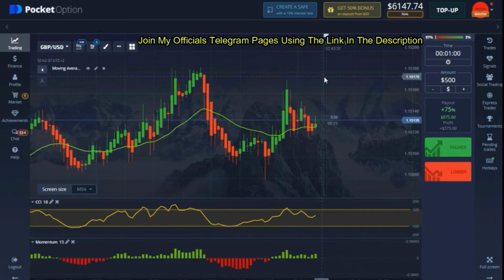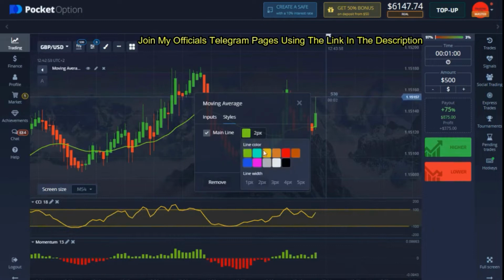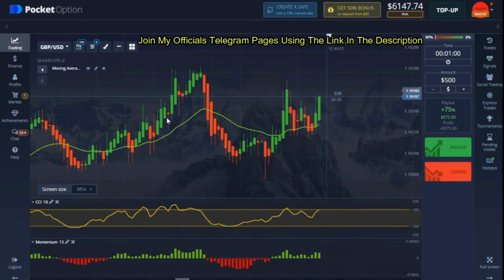It's a very easy and very effective strategy, so I want you to stay tuned with me. The first indicator we're using is the moving average, with a period of 28, where the moving average type is EMA. On the style part, I left the color green, which is the main color, and set the line to 2 pixels. When you're done, you hit save. That's pretty much what you have to do on the moving average.